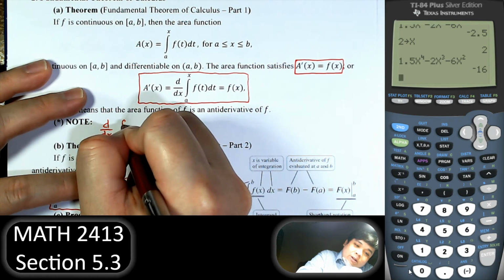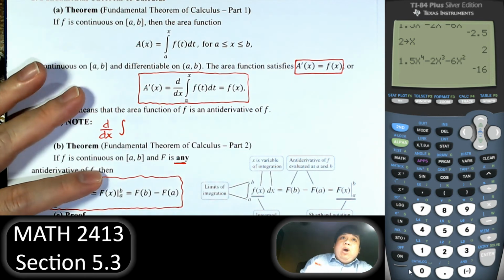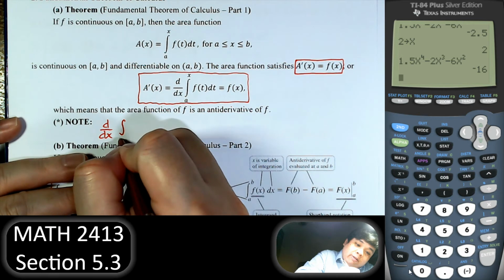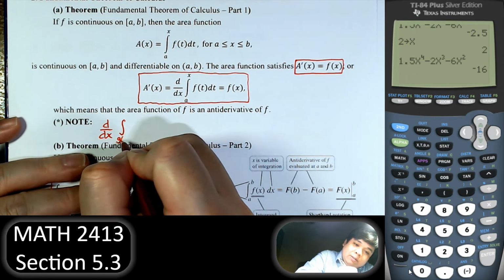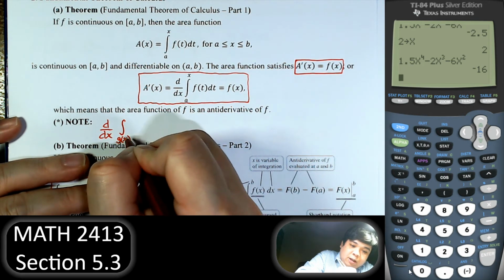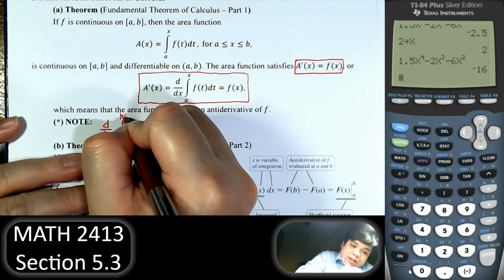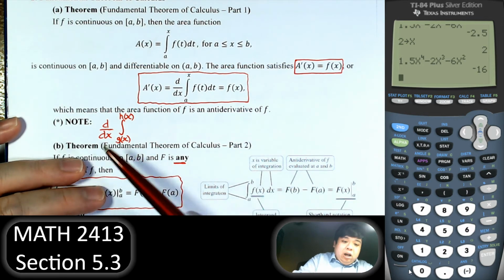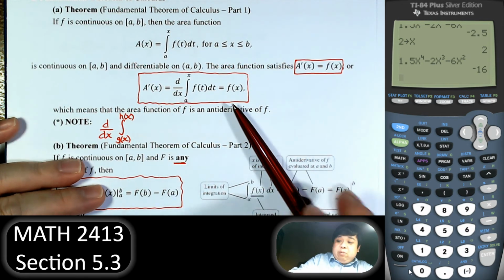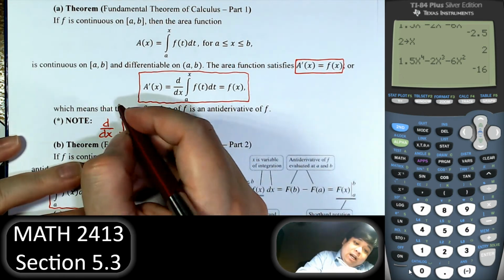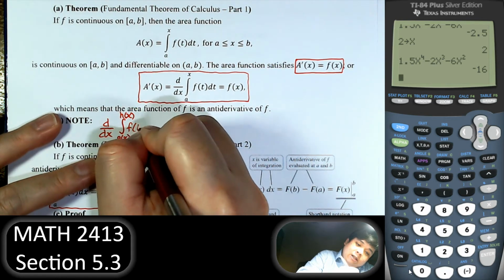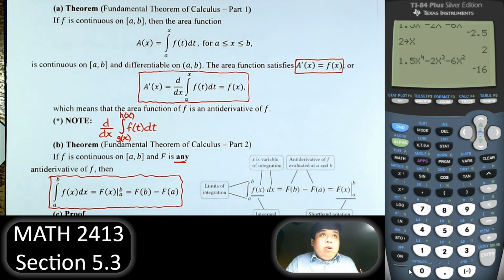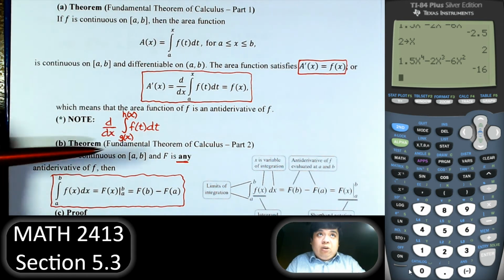Now if we have both lower and upper limit, let's say the lower limit is g of x, the upper limit is h of x. So we will take the derivative of the integral with lower limit g of x, upper limit h of x, which are functions of x. In there we just have the function of t, dt. So derivative of the integral.